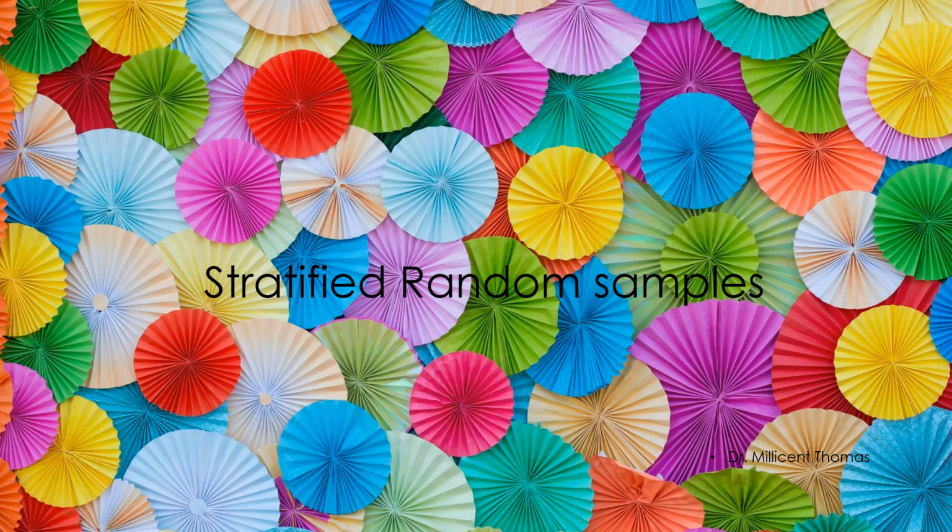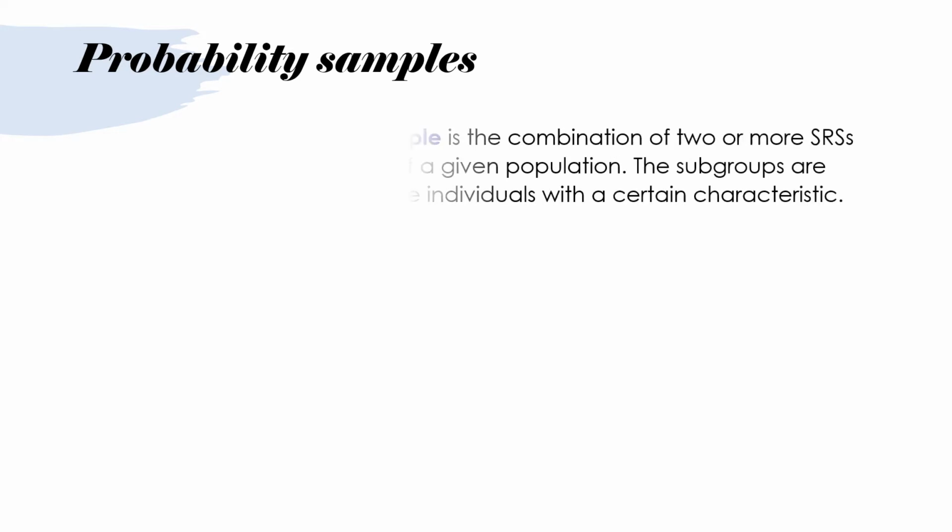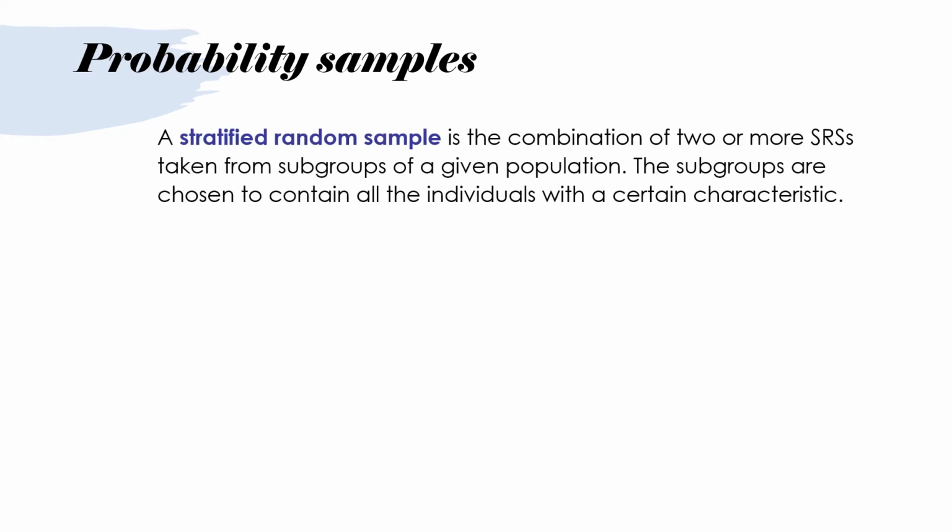In this video, we are going to see about a stratified random sample. This is a probability sample. A stratified random sample is a combination of two or more simple random samples taken from subgroups of a given population. These subgroups are chosen to contain all the individuals with certain characteristics.